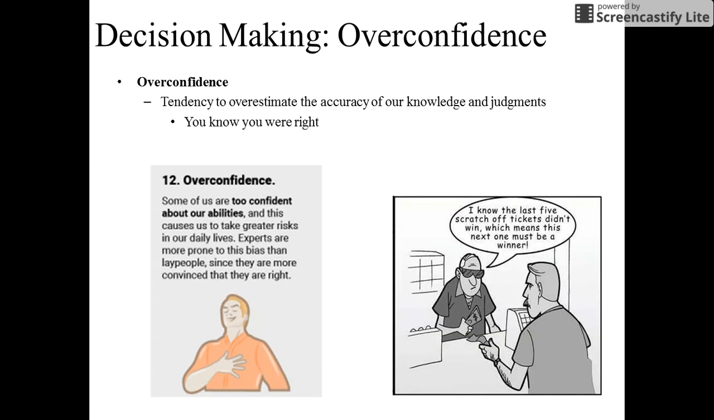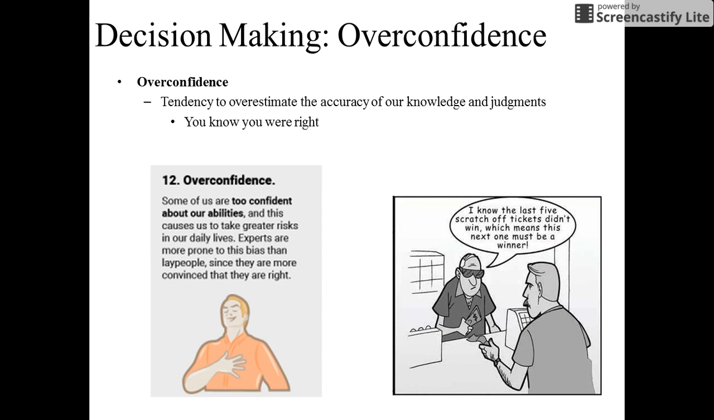Another one that we've talked about before with research, why we need to do research, is because of overconfidence. Overconfidence, when you're making a decision, is you think you're right, okay, is the tendency to overestimate the accuracy of your knowledge and judgments. You think you were right. Okay, overconfidence. Some of us are too confident about our abilities and it causes us to take greater risks in our daily life. Experts are more prone to be this bias than other people.